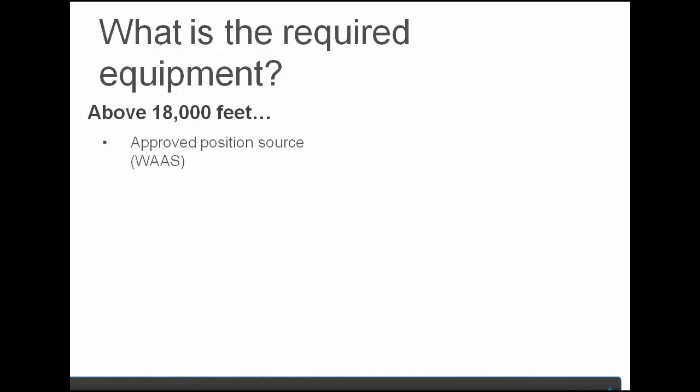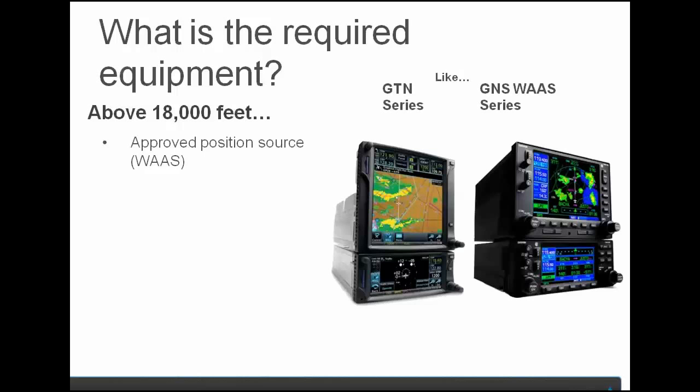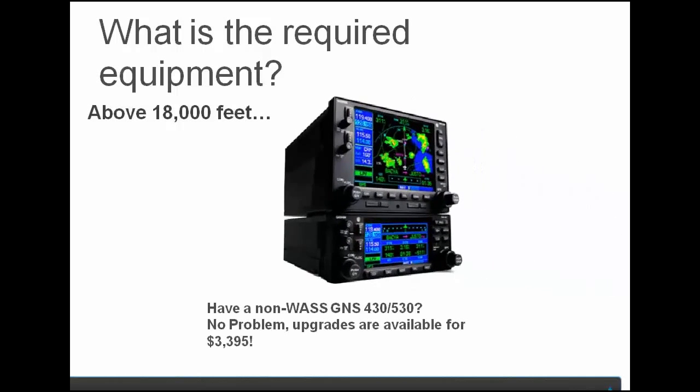So what equipment is required? Well, of course, it depends. If you're over 18,000 or under. For those of you over 18,000 feet, you're going to need an approved position source like the GTN or the GNS. Remember, if you don't have WAAS on your GNS, you can upgrade that for $33.95.